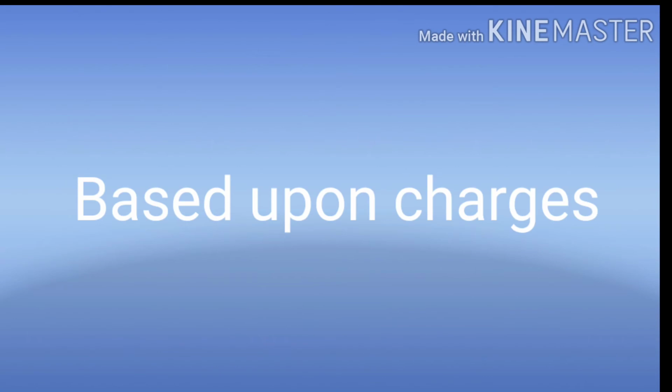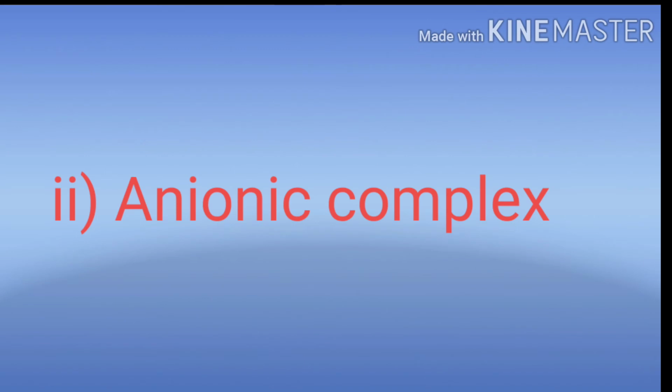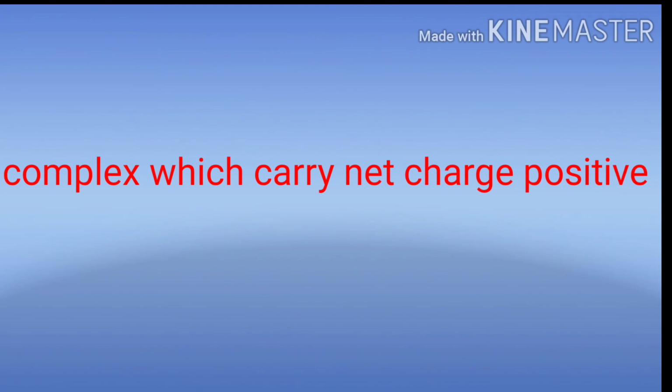Now the other class we shall discuss is based upon charges. This class is further classified as first, cationic complex, second, anionic complex, and third, neutral complexes. Now we shall discuss one by one. The first one is cationic complex. A complex which carries a net positive charge is known as a cationic complex.